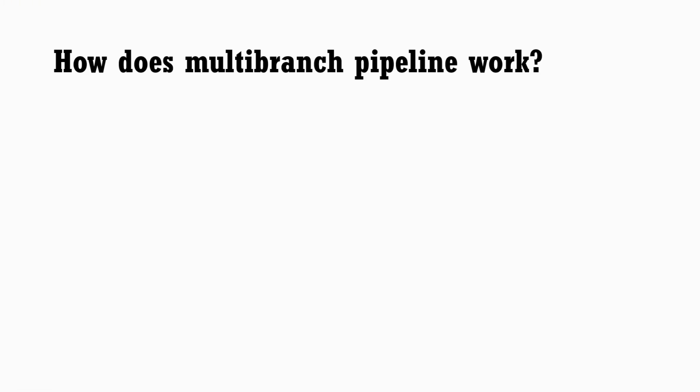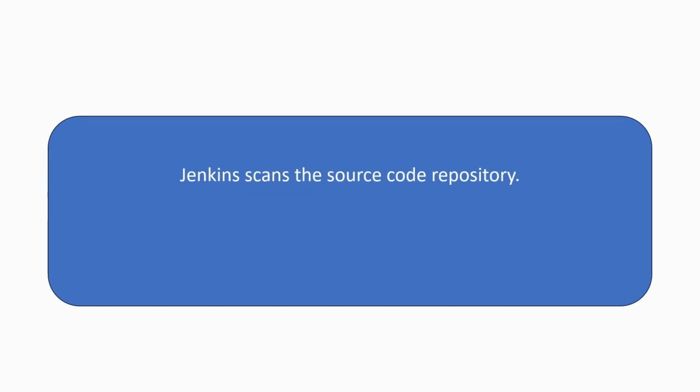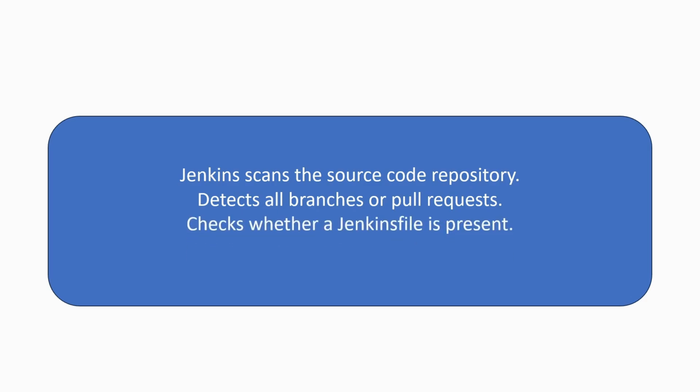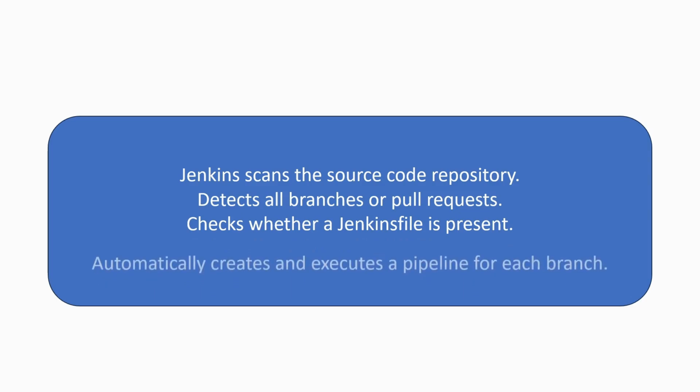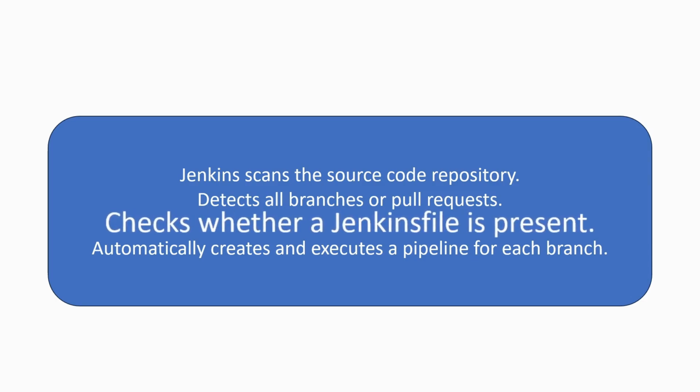Now let's see how it actually works internally. In multi-branch pipeline, Jenkins scans the source code repository, detects all branches or pull requests, checks whether a Jenkinsfile is present in the branch, and automatically creates and executes a pipeline for that branch. So for multi-branch pipeline to work, a Jenkinsfile must be available in the source code management, for example GitHub. No Jenkinsfile means no pipeline execution for that branch.